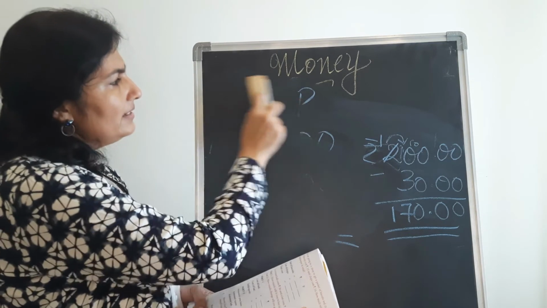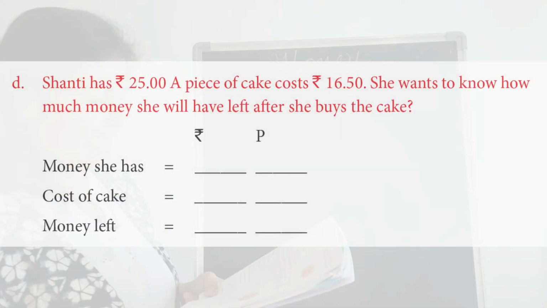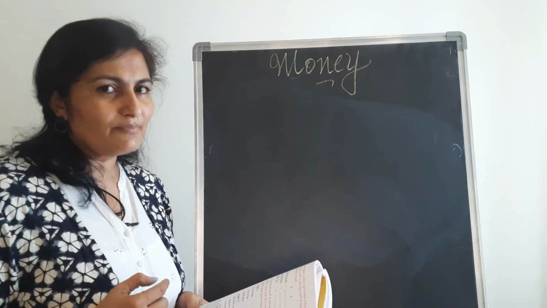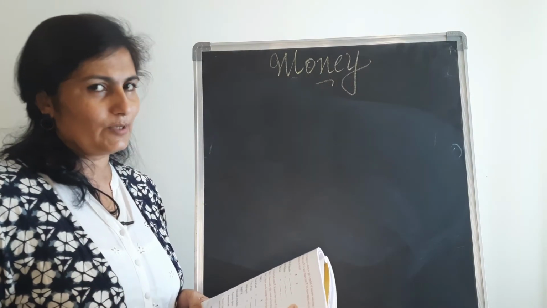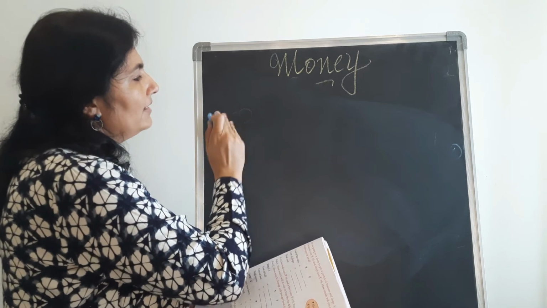What is the next problem that is in the same page? Shanti has 25 rupees. A piece of cake costs rupees 16.50 paise. She wants to know how much money she will have left after she buys the cake. So that is a question. The word problem is for subtraction. So let's try. Let's write.